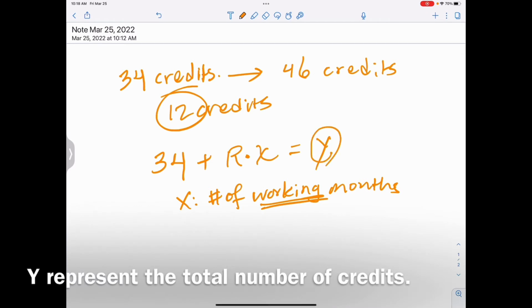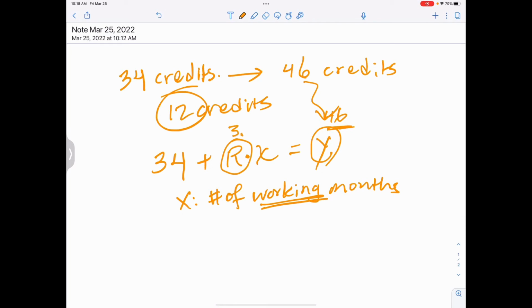And this student, A, for example, needs to get to 46. Some of the students already have lots of electives from a previous school, some not. Depends on your credit history, this number might change, right? But in this case, we already know this particular student needs 46. And then he decided, I'm going to have 3 credits every month. So we have 34 plus 3 times X, which is 3X, equal to 46. We already have this, okay?